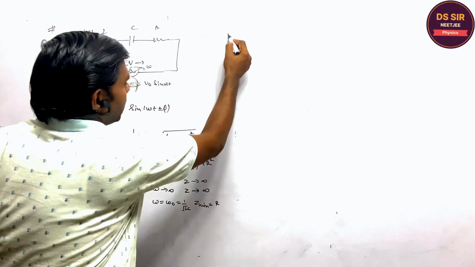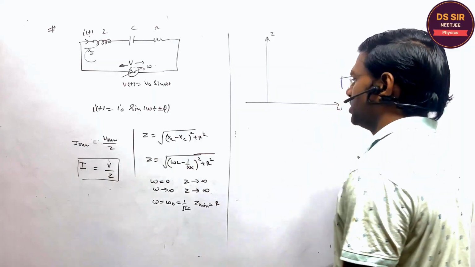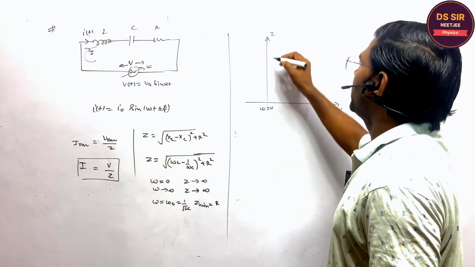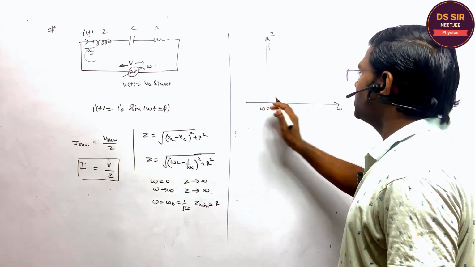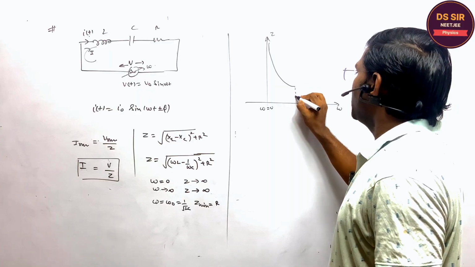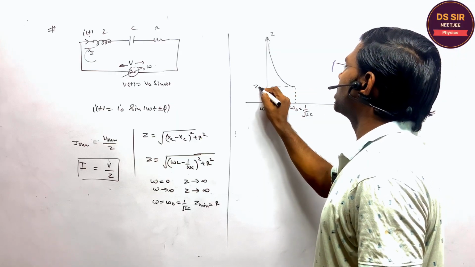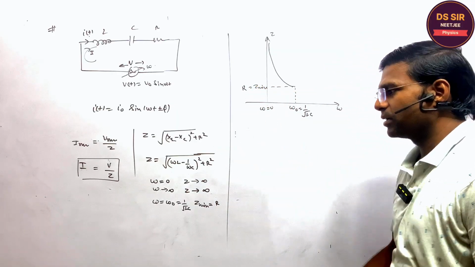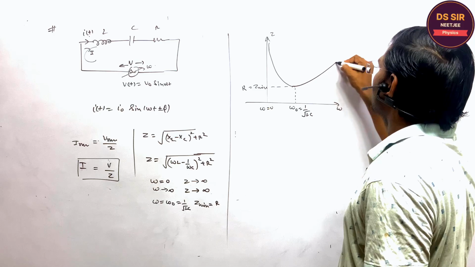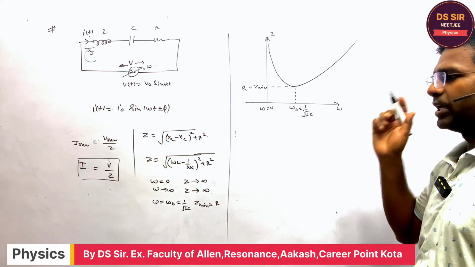So listen one thing. If you draw the graph of the impedance versus the angular frequency: if the frequency of the source supply is 0, what is the impedance? Infinity. As the frequency of this power supply continuously increases, the impedance decreases, and at omega naught, the resonance frequency, the impedance of the circuit becomes minimum and equal to R. Is it clear or not? Further, if you increase the frequency of this power supply, the impedance will increase in this way. Is it clear, Sanjay?